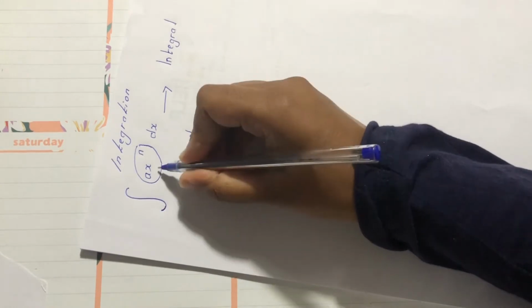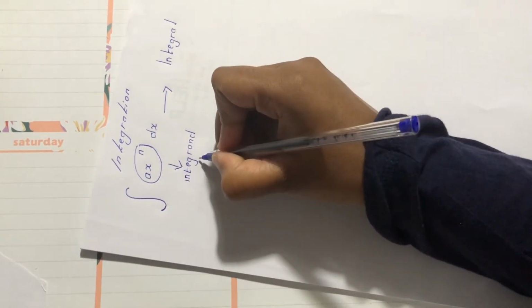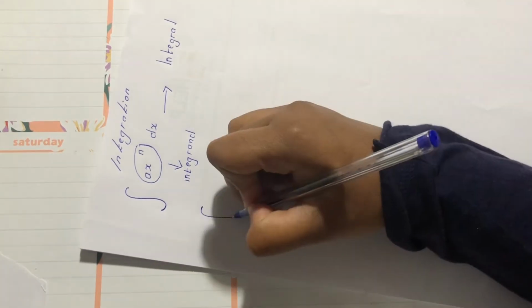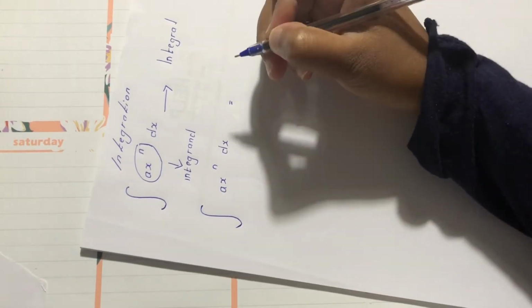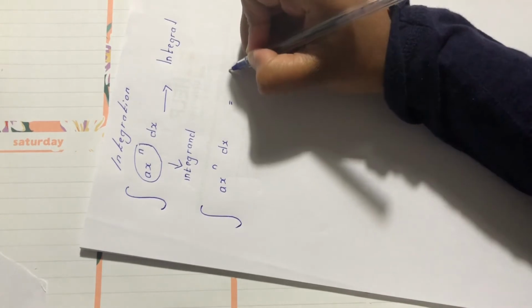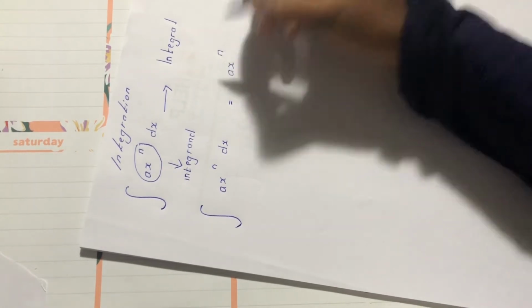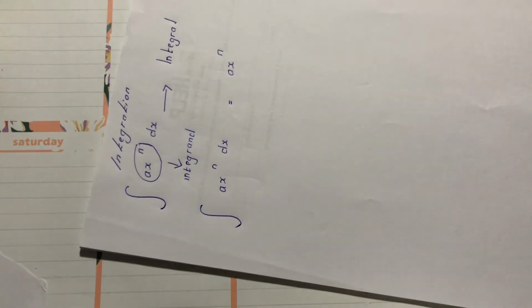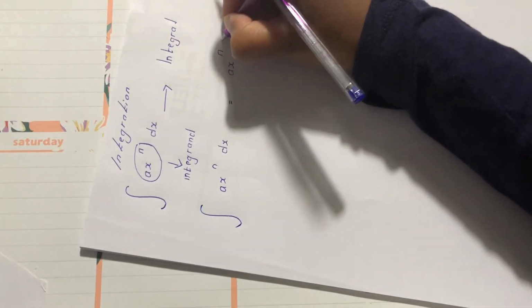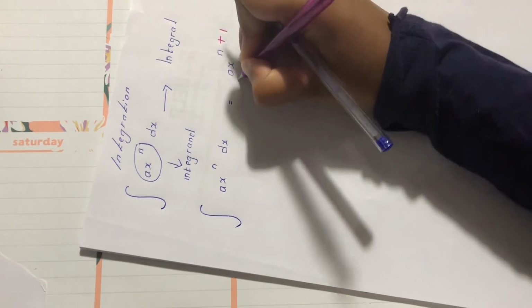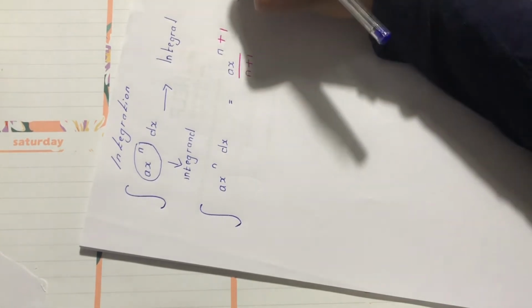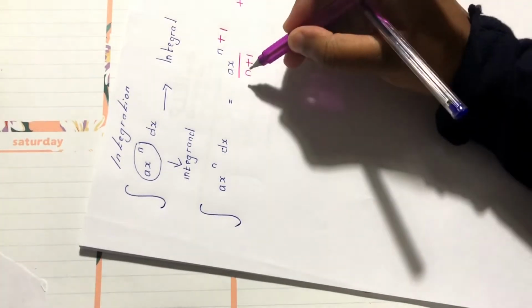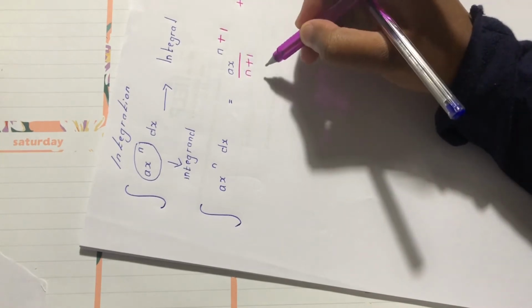Okay, so integrate this function. We integrate the integrand to get the integral. Integrate ax power n dx is equal to: so we have here the index, the power. We rewrite the function ax power n. We increase the index by 1, so ax power n plus 1, and then we divide by the new index, which is n plus 1, and then plus a constant c. We have ax power n plus 1 divided by n plus 1 plus c.